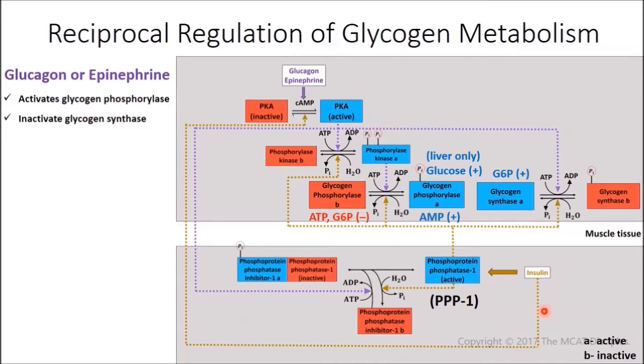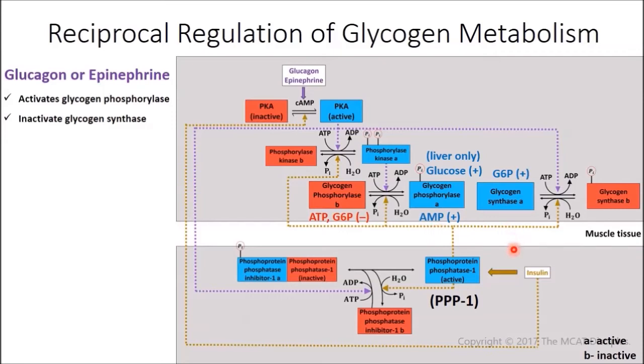However, when we get insulin signaling, what happens is that you activate phosphoprotein phosphatase. And you do that, in part, by dephosphorylating the phosphatase inhibitor. The point of the matter is PPP1, phosphoprotein phosphatase 1, is active when insulin is active, and what it'll do is reverse every single reaction that glucagon had affected via its cyclic AMP protein kinase A pathway. It will dephosphorylate glycogen synthase and dephosphorylate glycogen phosphorylase, and dephosphorylate phosphorylase kinase. That'll have the effect of inactivating glycogen phosphorylase and activating glycogen synthase.